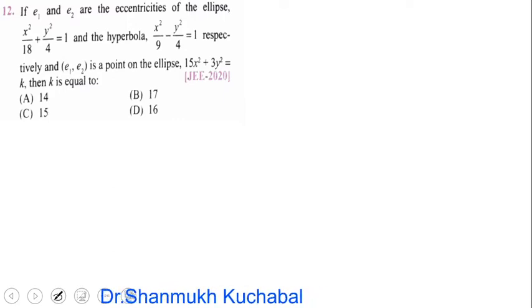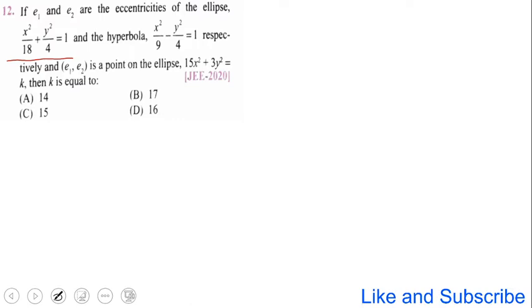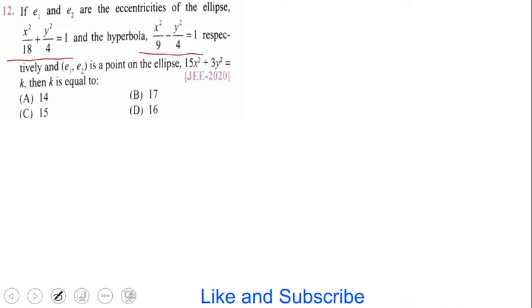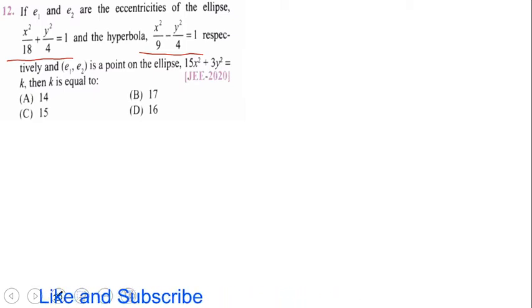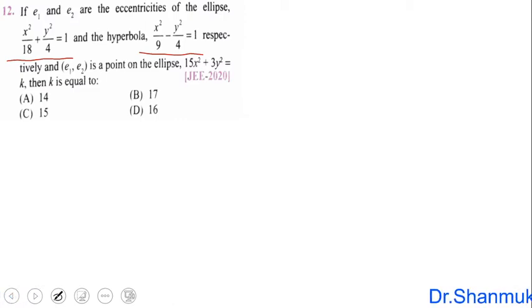In this example number 12, the given information is that E1 and E2 are eccentricities of the ellipse. The first equation is the equation of an ellipse. The second equation is the equation of a hyperbola. E1 and E2 represent the eccentricity of the first one, the ellipse, and the eccentricity of the hyperbola, E2. Then using the eccentricities we have to find the value of k here.